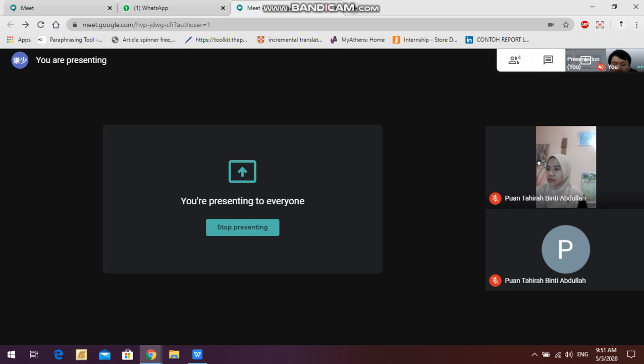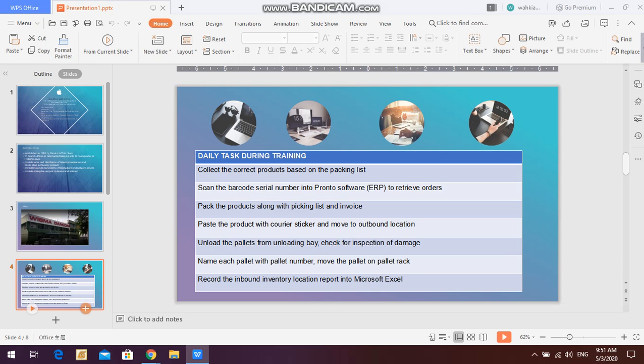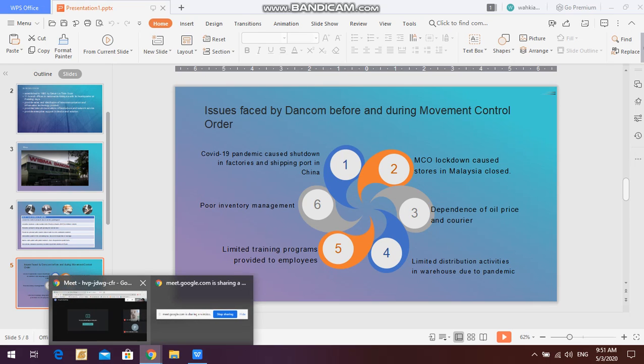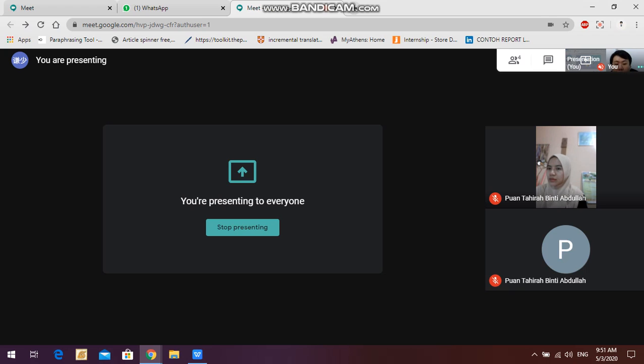The issues faced by Dancom before and during the movement control order: there are six issues. The first one, the COVID-19 pandemic has caused shutdowns in factories and shipping ports in China, as the main factories for Apple products are located in China. During January and February, the pandemic caused a shutdown in Shenzhen, China, which may cause Dancom a lack of supply from China. The second issue, the MCO lockdown has caused stores in Malaysia to close, because Dancom is a sales distributor that relies on the sales of the stores. Once the stores are forced to close, the sales will decrease heavily.